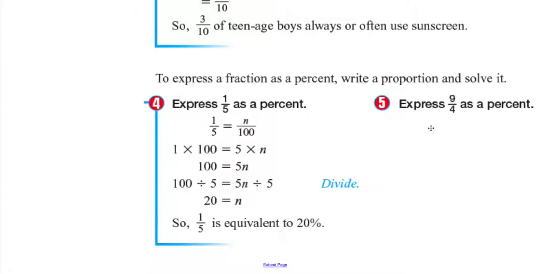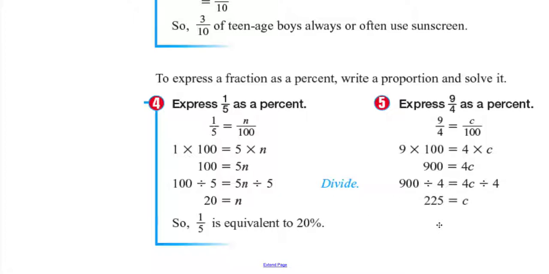We want to express 9/4 as a percent in example number 5. Again, we do the same thing. 9 over 4 is equal to c over 100. And then we do our cross products. 9 times 100 equals 4 times c, or 900 equals 4c. We again divide both sides by 4 to be able to solve for c. We end up with c equals 225. So 9/4 is equivalent to 225%.